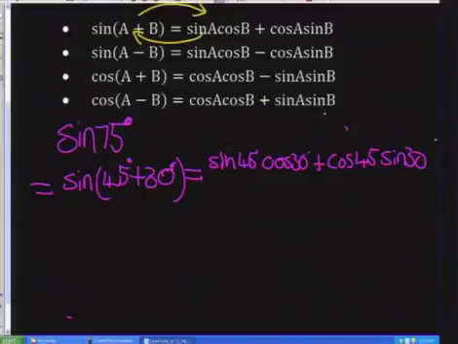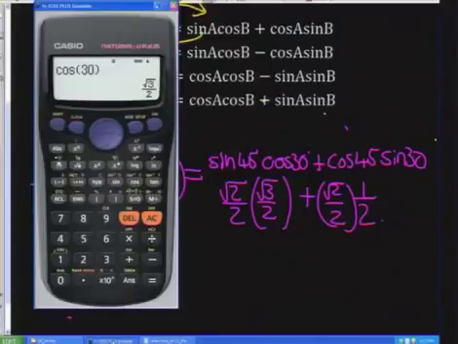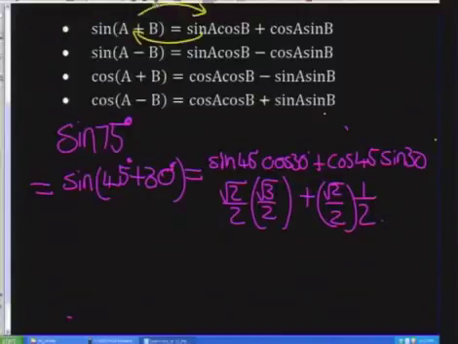You can quite simply say, well, hang on a second, sine 45 is root 2 over 2. Cos of 30, didn't we just have cos of 30? Yes, we did. That's root 3 over 2. Then cos 45 again, that's root 2 over 2. And sine 30, which is a half, if I'm not mistaken. Wait, let me just check. Sine 30, yes, that's a half. And you can then put this into your calculator.